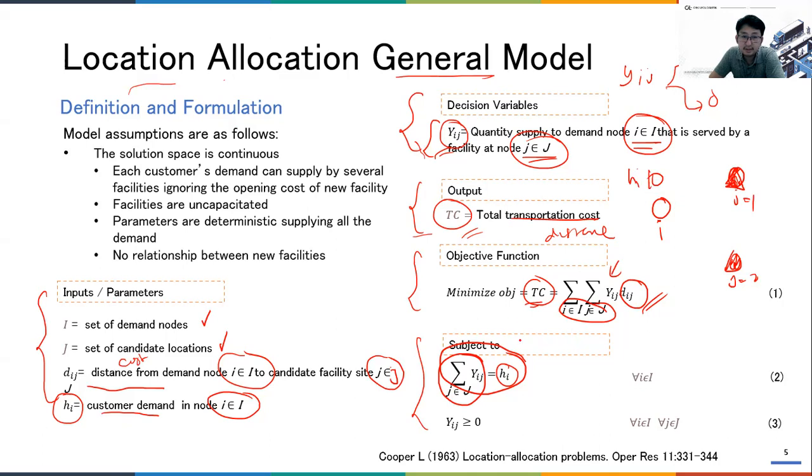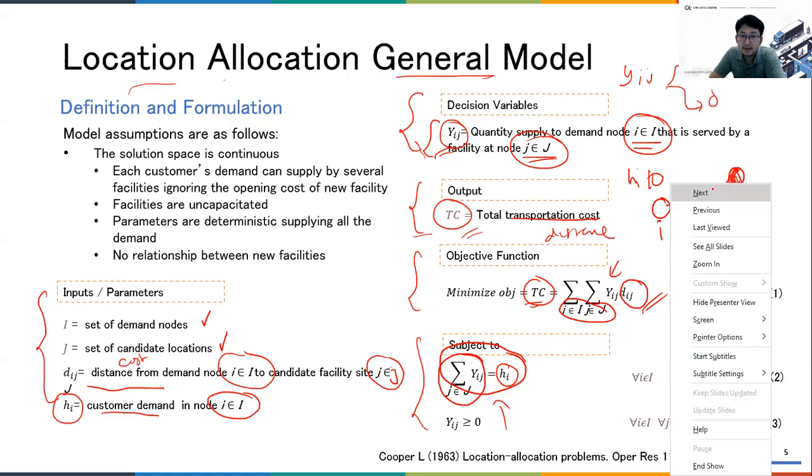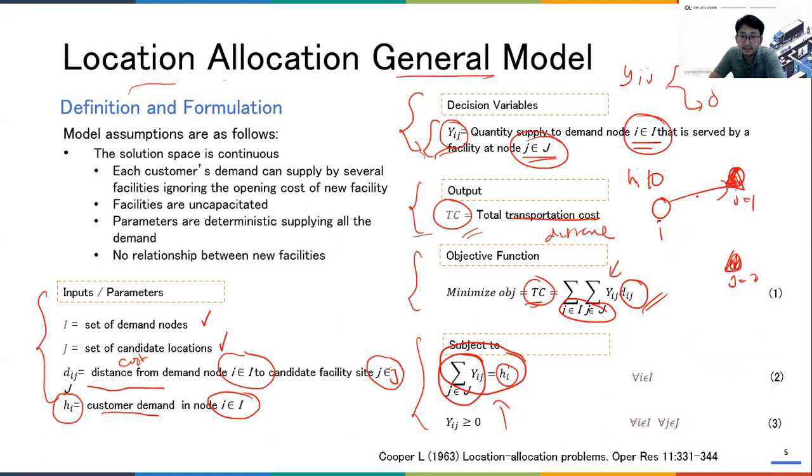The meaning of this constraint is that the demand served by facility j equals 1 and facility j equals 2, these 10 units, can be separated: 5 here and 5 here, or 6 here and 4 here. This is the decision that you will make later, Yij, because this will determine the value of the objective function.